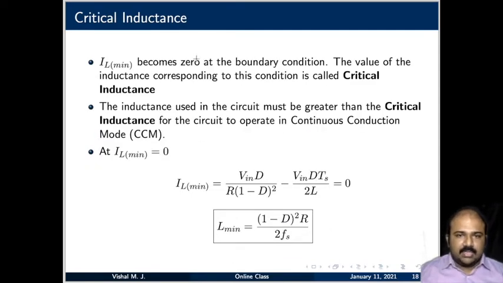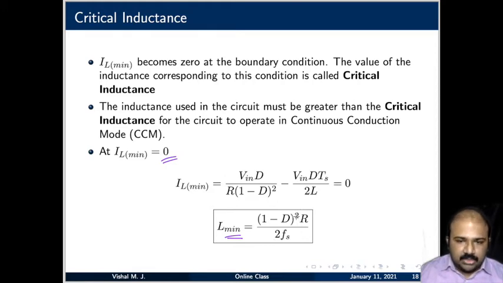So, at critical inductance, this I have explained in detail in the buck converter slide. So, if you are not familiar with that, please refer to that. Now, IL minimum must be equal to 0 at the boundary condition, that is the boundary between continuous and discontinuous. So, IL minimum we have calculated in the previous slide, equate it to 0, and then rearrange, you will get the critical inductance value as (1 minus D) whole square into R by 2Fs.